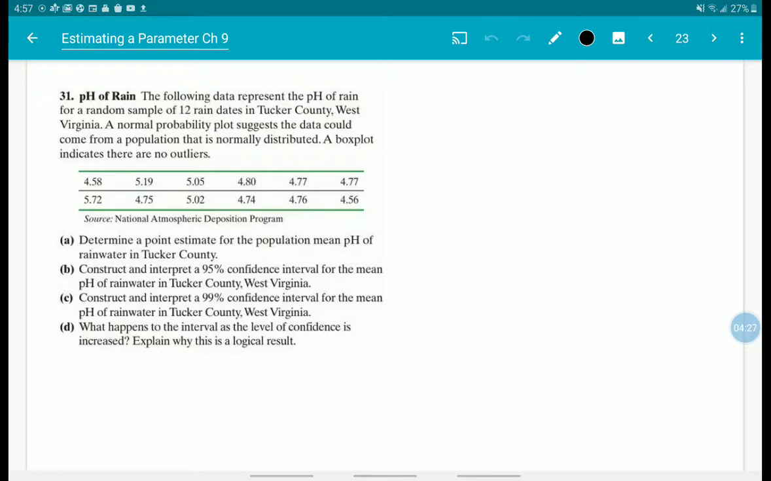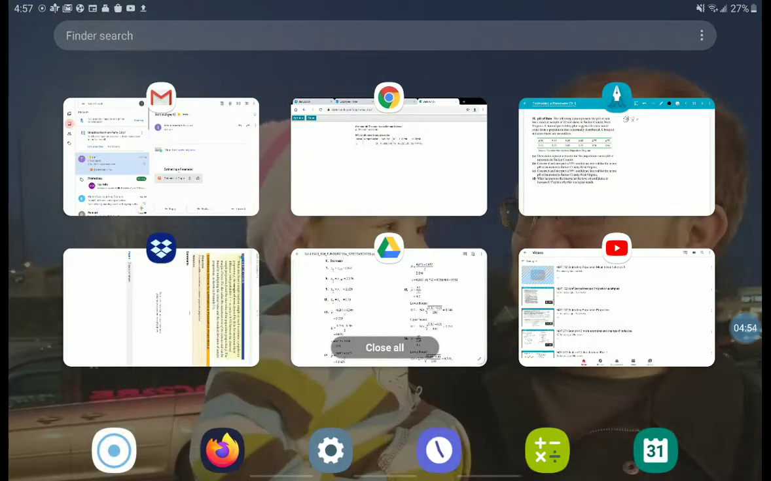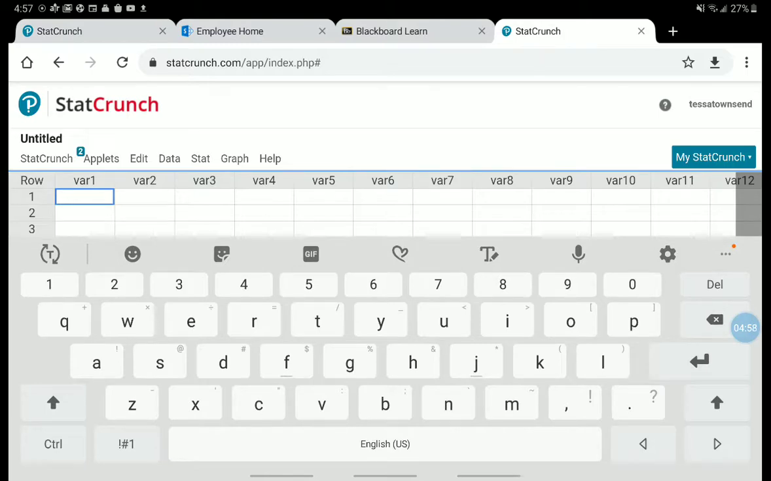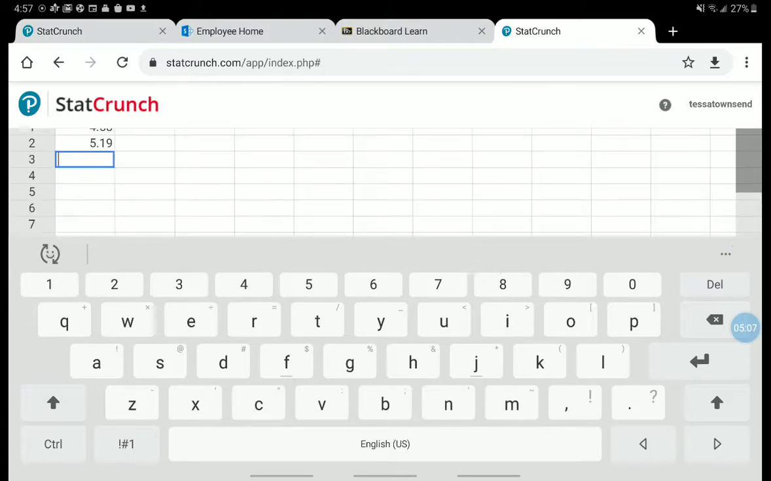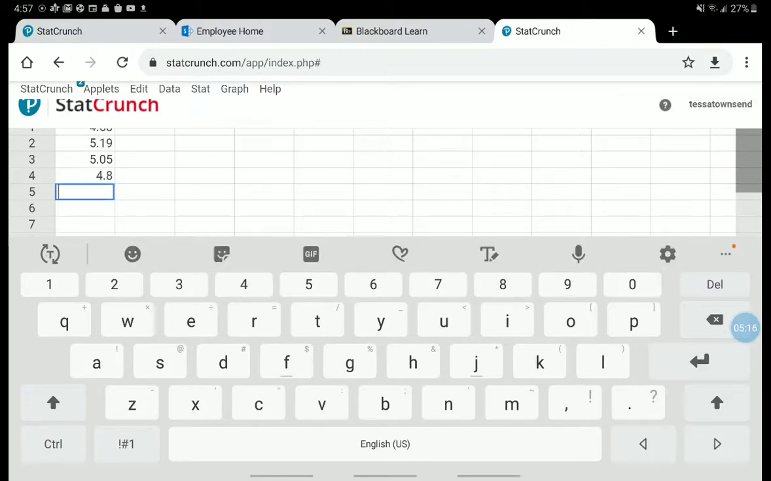A is asking us to determine a point estimate for the population mean. So the point estimate here would be the sample mean. The sample mean, we know, targets the population mean. So let's take all of these numbers and plug them into StatCrunch so that we could find the mean here. I'm going to type them into that first column. We do have 2 of the 4.77s. We do need to type both of those in.